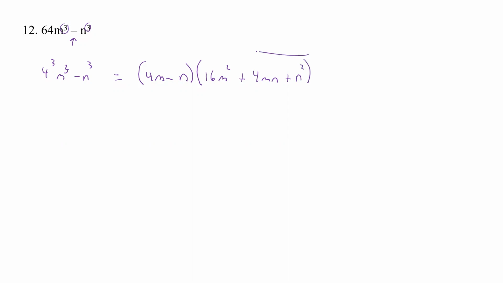And again, we had to know what the formula was for the difference of cubes. And again, it's the same as with the sum of cubes, except this and this have different signs. If it was a sum of cubes, that would be a plus and a minus. Because it's a difference, it's a minus and a plus.